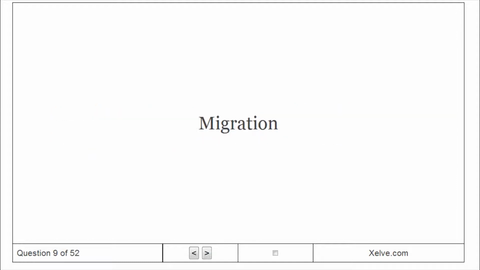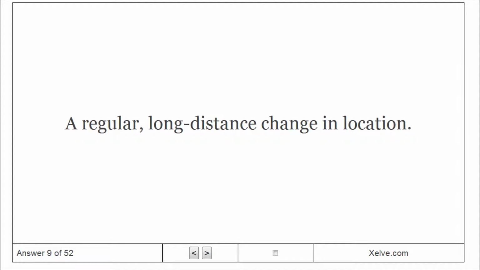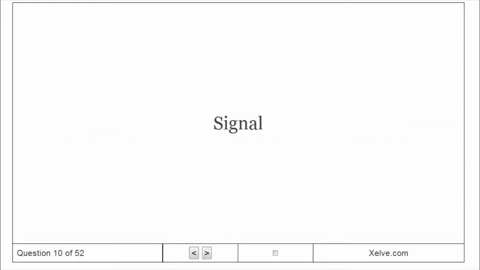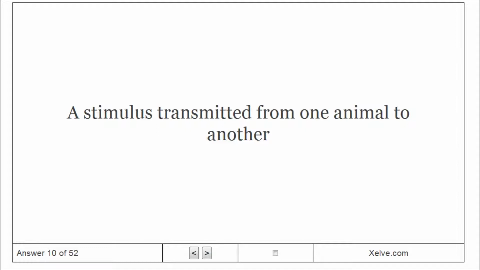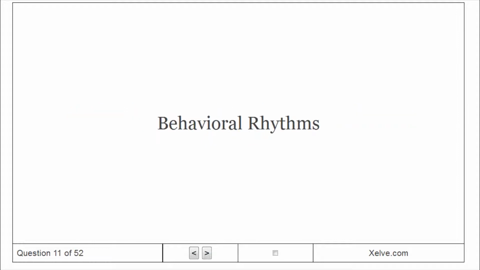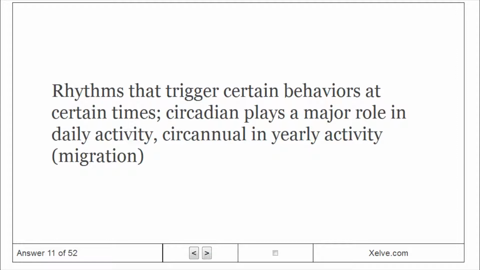Migration: a regular, long-distance change in location. Signal: a stimulus transmitted from one animal to another. Behavioral rhythms: rhythms that trigger certain behaviors at certain times. Circadian rhythms play a major role in daily activity, circannual rhythms in yearly activity and migration.